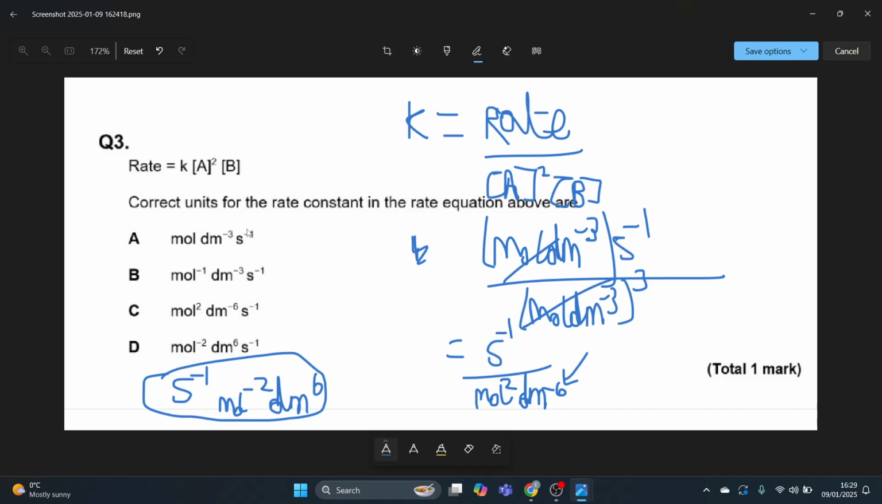In this case, all of them have s to the power minus 1 at the end. That's probably the correct way to do it. So mol to the power minus 2, dm to the power 6, s to the power minus 1. So the answer is D.